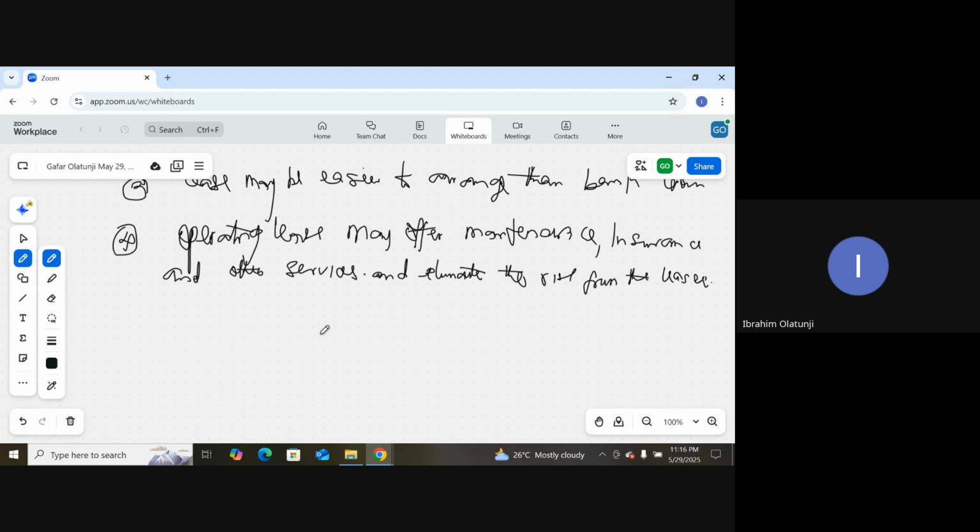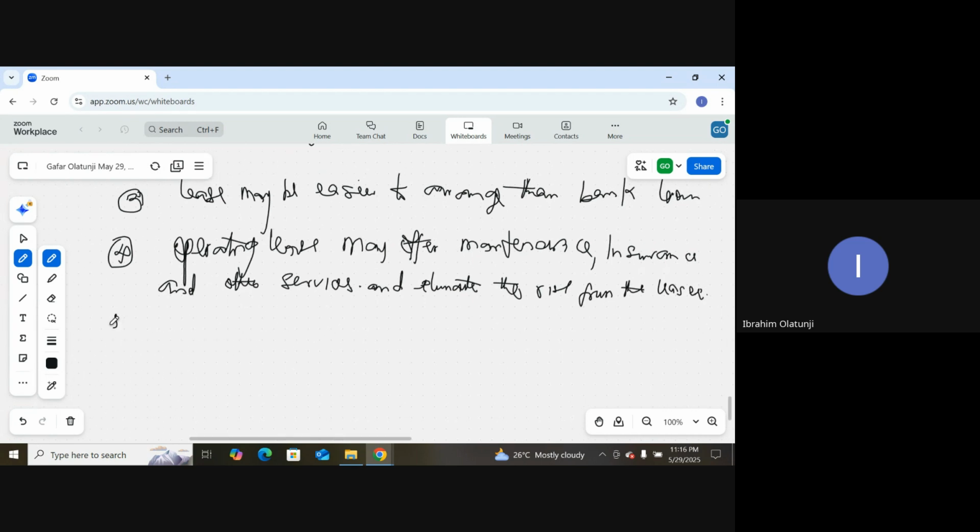Another thing is that when we are normally treating an operating lease, take note of this. Operating lease is off balance sheet. It is off the balance sheet.